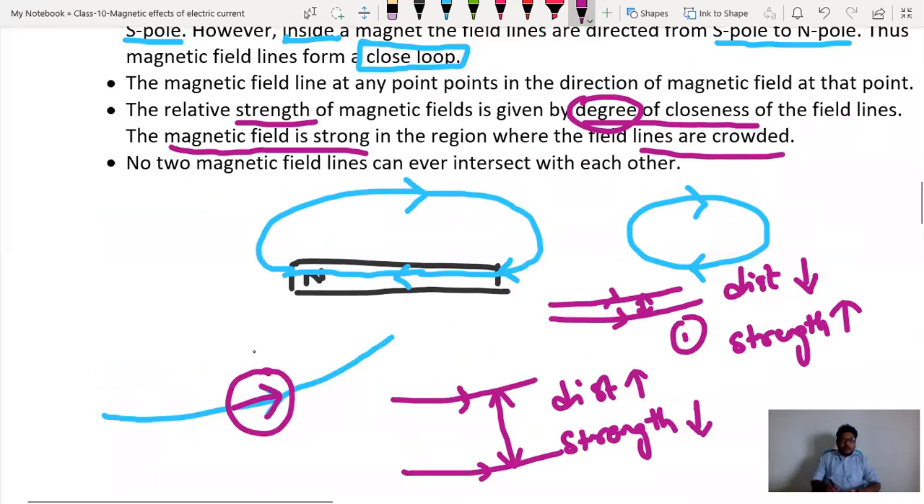Next, no two magnetic field lines can ever intersect with each other. If you have one magnetic field line which is passing like this, and consider there is another magnetic field line which is passing like this, no two magnetic field lines intersect, so it will pass like that and it may pass like this. That is the concept you need to understand from that one.